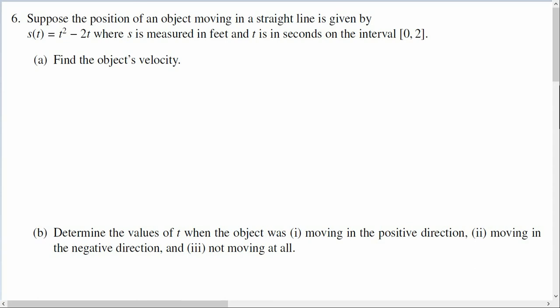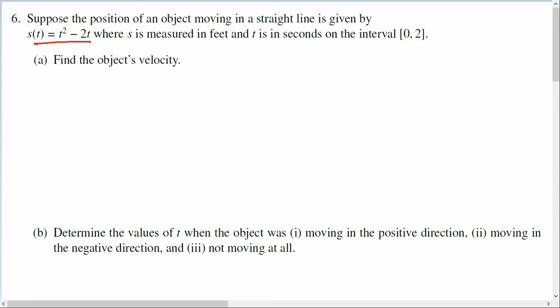In this problem we've got an object that's moving in a straight line where its position function is given by this, measured in feet, where t is in seconds. And so we want to find various things about this object's movement.